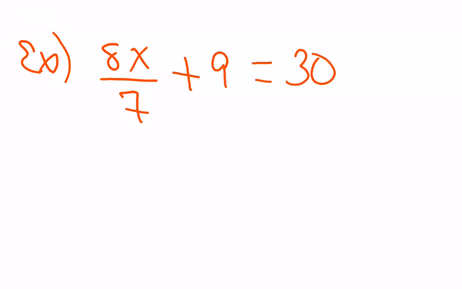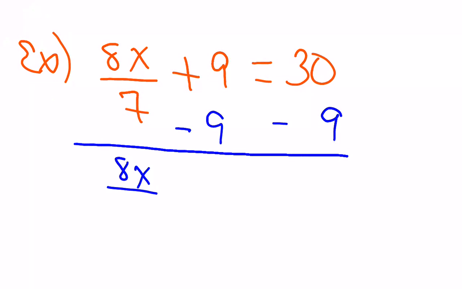Next example, 8x over 7 plus 9 equals 30. This one looks similar to the one we just did, but let's take a look at it. So plus 9, we're going to subtract 9 from both sides. We have 8x over 7. 9 minus 9 is 0. 30 minus 9 is going to be 21.